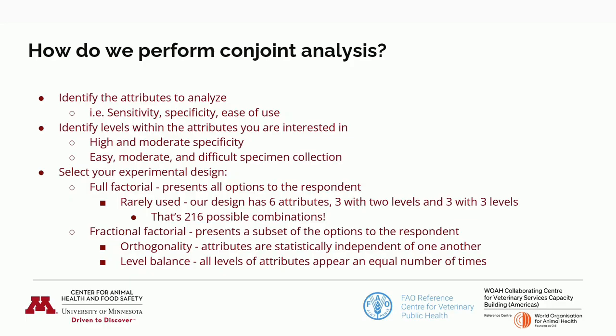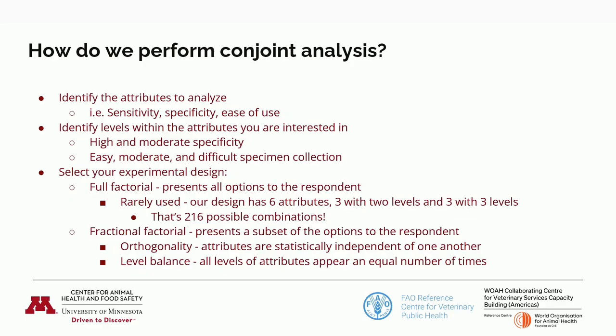The first type of conjoint analysis is full factorial. This is rarely used because it presents all of the options possible to the respondent. Our design that we're presenting today has 6 attributes. 3 of them have 2 levels and 3 of them have 3 levels. This means there are 216 possible combinations, and we just don't have time for you guys to sit here for the next 12 hours and consider 216 possible point of care tests.